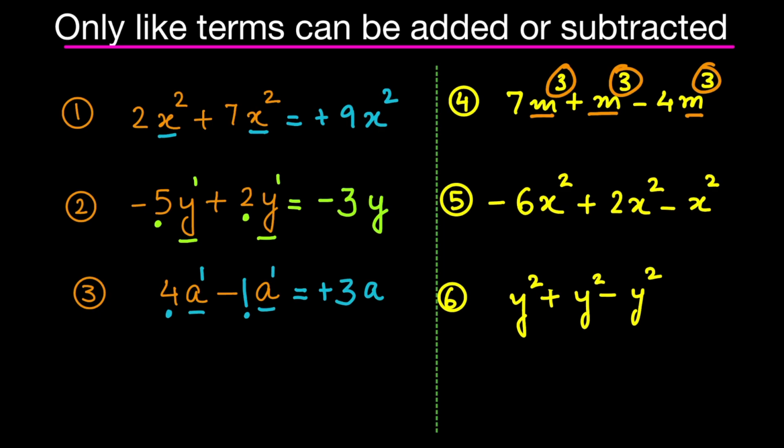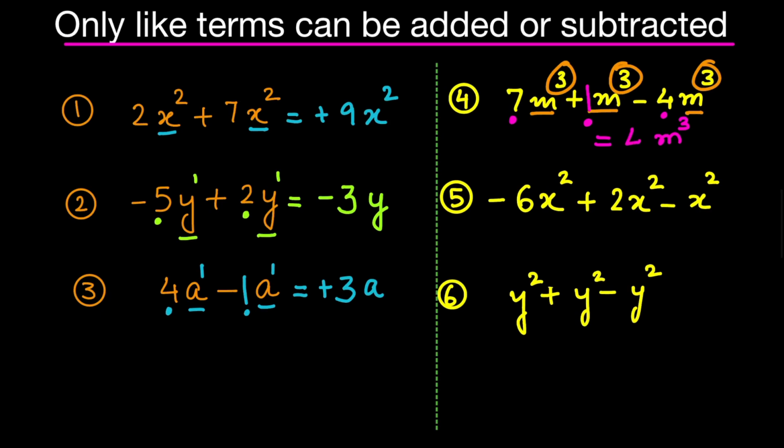So how do we write the answer for this? So this will be, first part we write m cubed and then we look at the numbers or the coefficients. So it is 7. No number here given, so we put 1 and minus 4. So 7 plus 1, 8. 8 minus 4 is 4. So we write 4 as the answer.